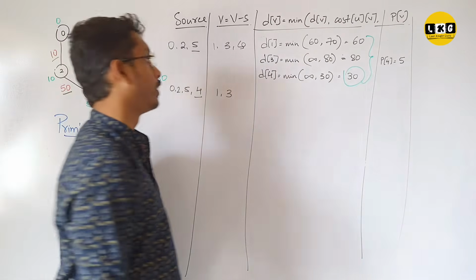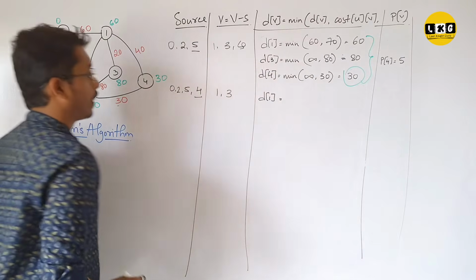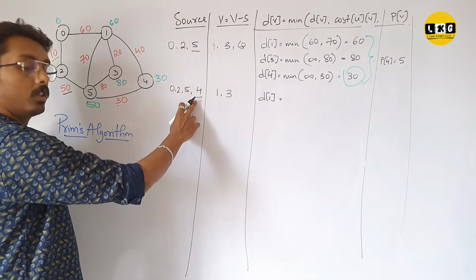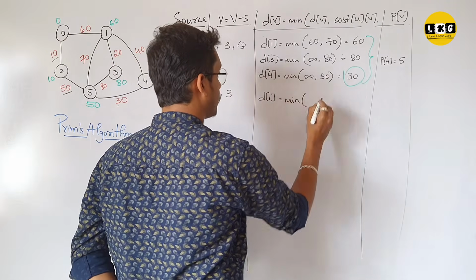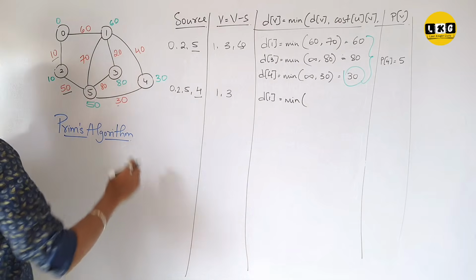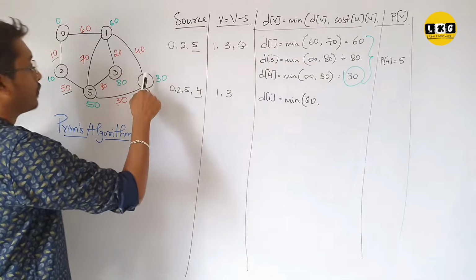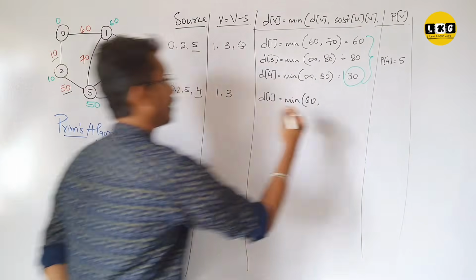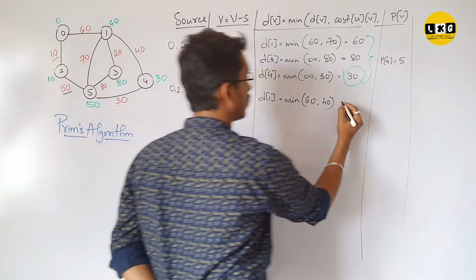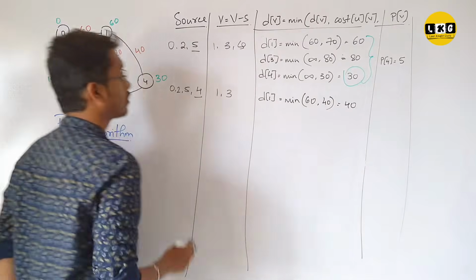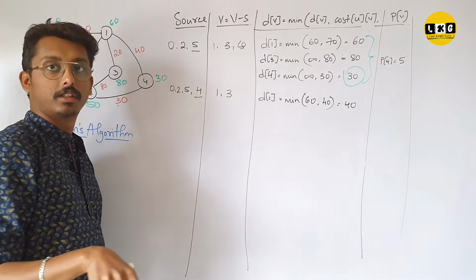Right? Now coming to the next iteration. d of 1, again we need to find from d of 1 only, but this time from node number 4, correct? Now d of 1 is equal to minimum of, what is the cost? 60, comma. From 4 to 1, what is the cost? 40, right? Which is the minimum? 40 is the minimum. See, now the cost got updated for 1. Earlier it was 60. Now we got one more less, that is 40.